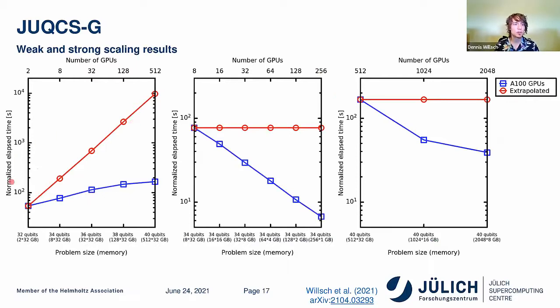So we see the normalized runtime, so the runtime for different problems. And on the left, this is what is called weak scaling. It means that we increase the problem size. So we have 32 qubits up to 40 qubits, which already take a lot of memory of the supercomputer. And at the same time as we increase the problem size, we increase the number of GPUs that do the computation. And ideally, if we increase the computational resources as we increase the problem size, for perfect weak scaling we would expect a constant runtime. Now we will see in a second why this is not exactly constant.